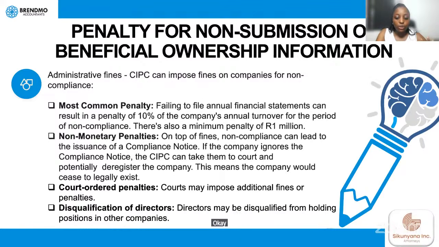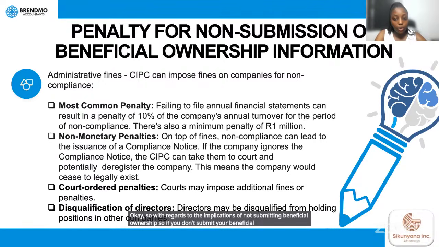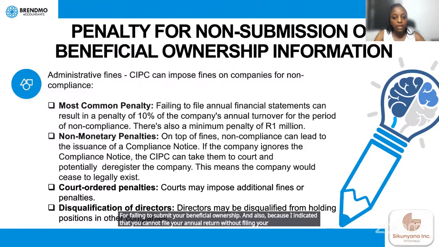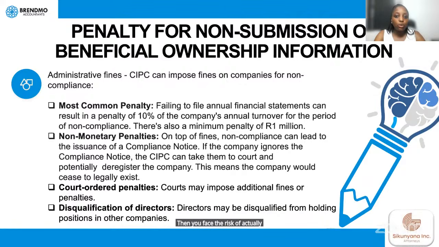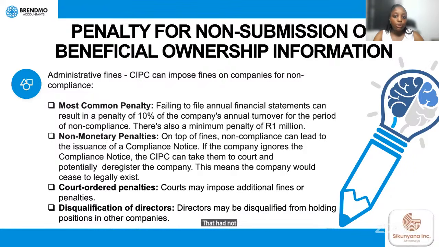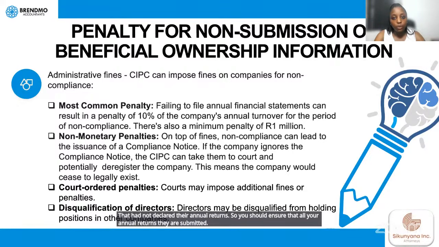With regards to the implications of not submitting beneficial ownership, as it was indicated also in Yolelo's slides that she was projecting earlier, you're subject to a possibility of a penalty for failing to submit your beneficial ownership. And because you cannot file your annual return without filing your beneficial ownership, if your annual return is submitted late, then you face the risk of incurring a penalty, and also the risk of the company being deregistered, because if the annual returns are not up to date, then CIPC deregisters companies. Earlier this year, around January and February, they were deregistering companies that had not declared their annual returns. So you should ensure that all your annual returns are submitted on time.